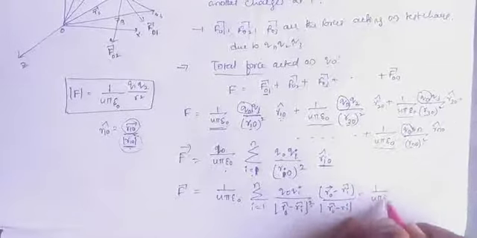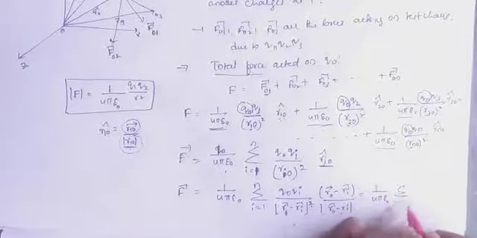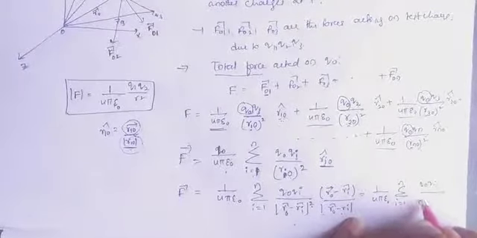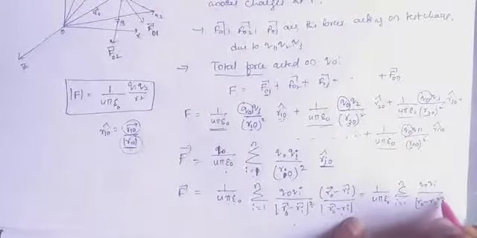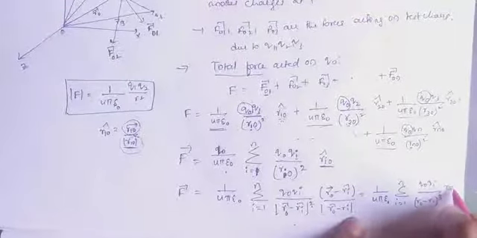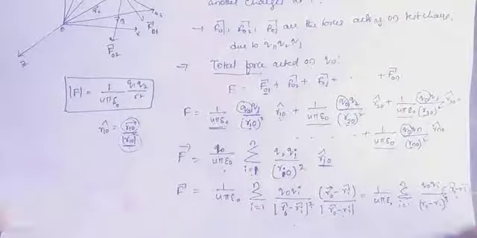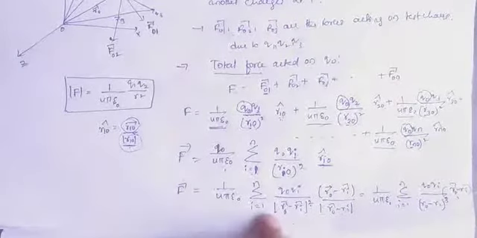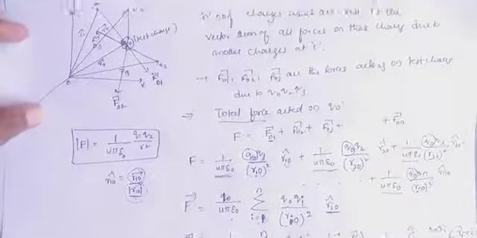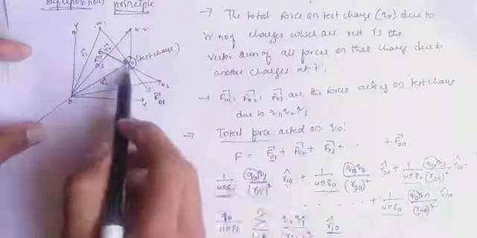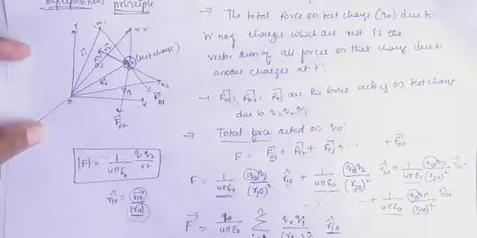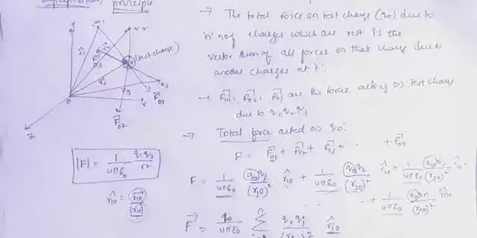1 by 4 pi epsilon naught, summation over i equals 1 to N, Q0 Qi by R0 minus Ri whole cube, into R0 minus Ri. So this is the force between multiple charges, that is the superposition principle. Here we are finding the total force acting on Q0 due to Q1 charge, Q2 charge, Q3 charge, up to N charges.